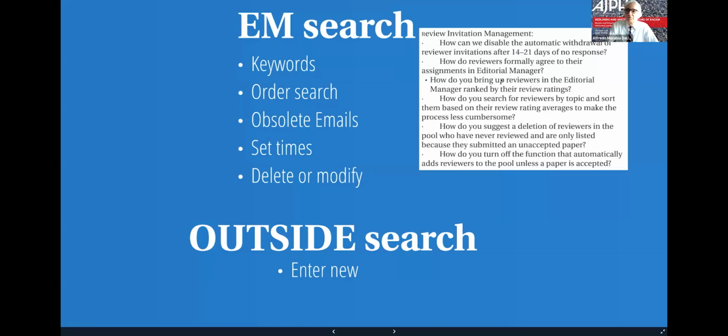How do you bring up reviewers in the editorial rank? By their review rating. I'm going to show you this right now. How do you search for reviewers by topic and sort them based on their review rating? So that's kind of the same question. I'll show you. How do you suggest a deletion of reviewers from the pool?